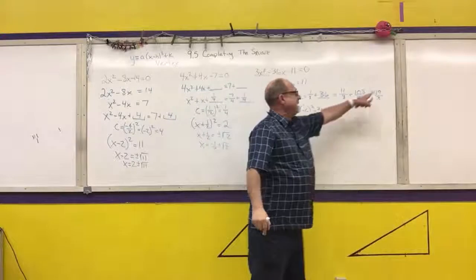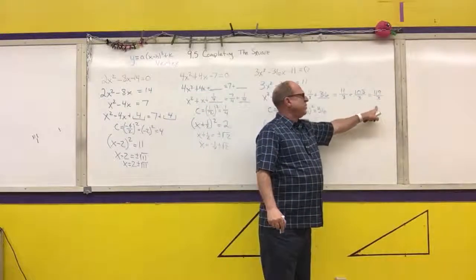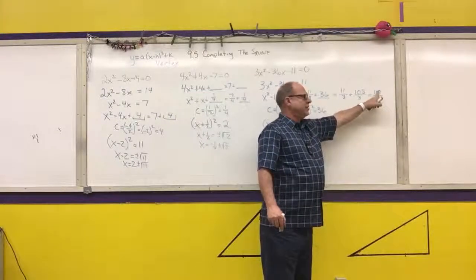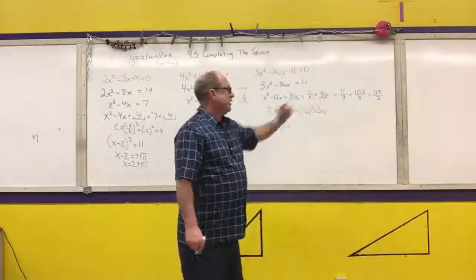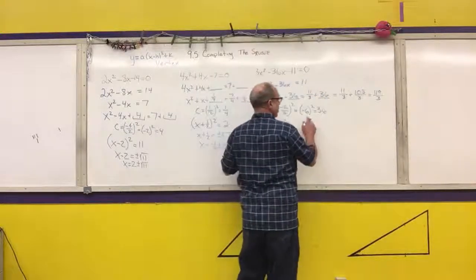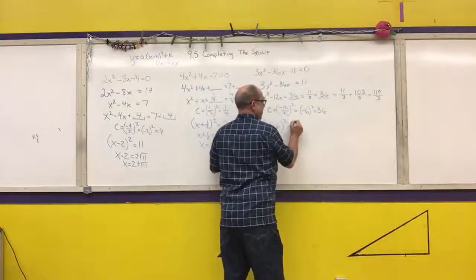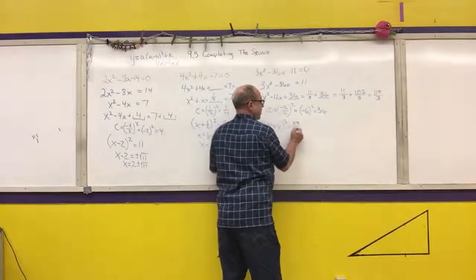And that is not divisible by 3. I know it's not divisible by 3 because if I go 9 plus 1 is 10, 10 plus 1 is 11, 11 is not divisible by 3. So that is as simplified as I can get that. So I have 119 thirds.